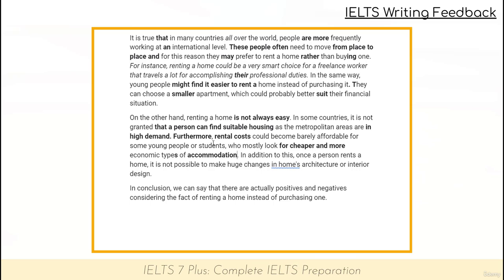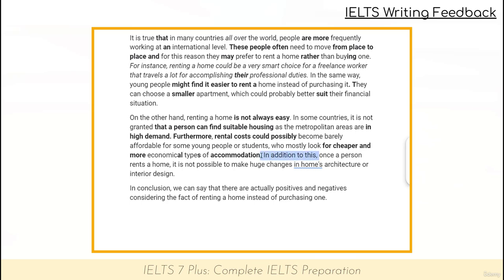Let's read that back. Furthermore, rental costs could become, I think I have an issue with this modal verb. Rental costs might, may, could possibly, you know what, I'm going to stick with could and put could possibly become barely affordable for some young people or students who mostly look for cheaper and more economic types of accommodation. Economical. Let's get the vocabulary accurate. Okay, in addition to this, nice way to start the sentence.